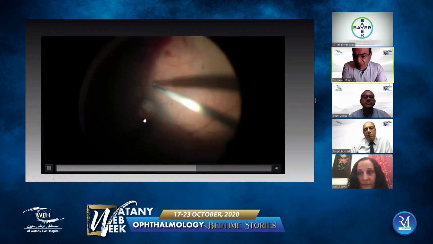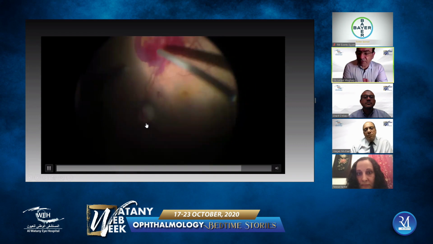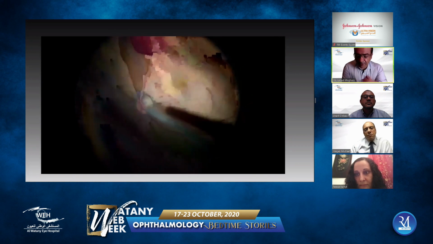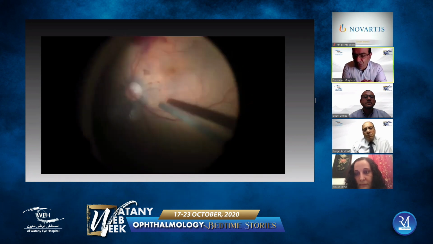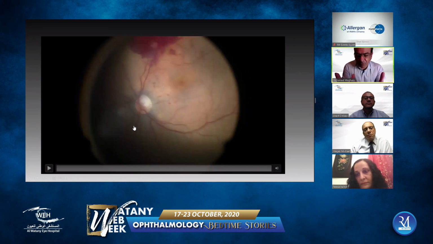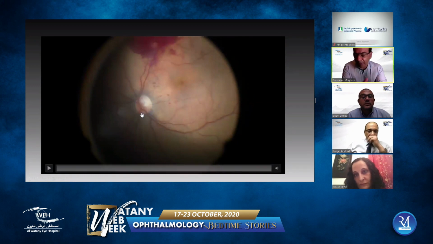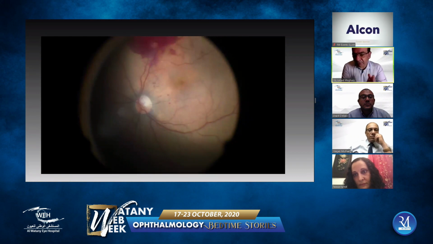The idea of this case is that it presented with dense vitreous hemorrhage. The patient is not diabetic. There is nothing in the other eye to give us a clue of the cause of the hemorrhage. Ultrasound was not conclusive, except that there is no retinal detachment, and there were no drusen in the right eye. So I thought this could very well be a case of retinal arterial macroaneurysm.